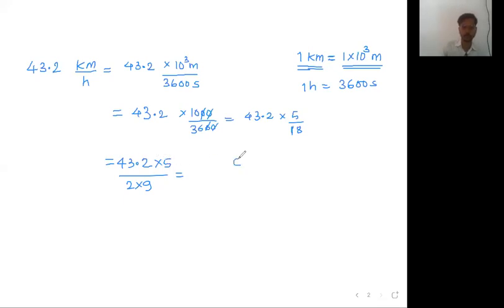5 into 2, 10, carry 1. Okay, 5 into 2 is 10, carry 1. 5 into 3, 15. 15 plus 1, 16. Carry 1. Okay. Then 5 into 4 is 20 and that 21. Okay. So that will be 216. Yes, answer it is 12.